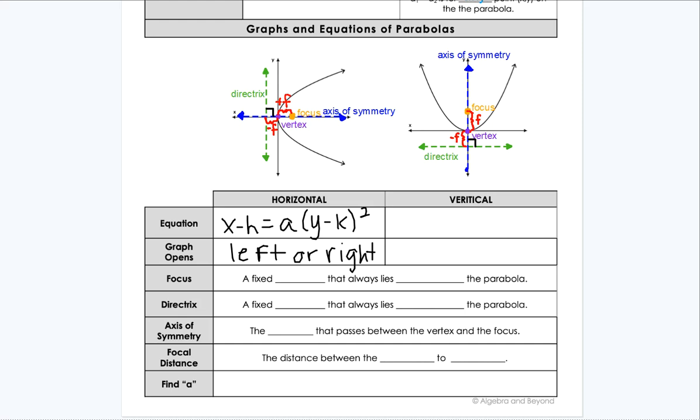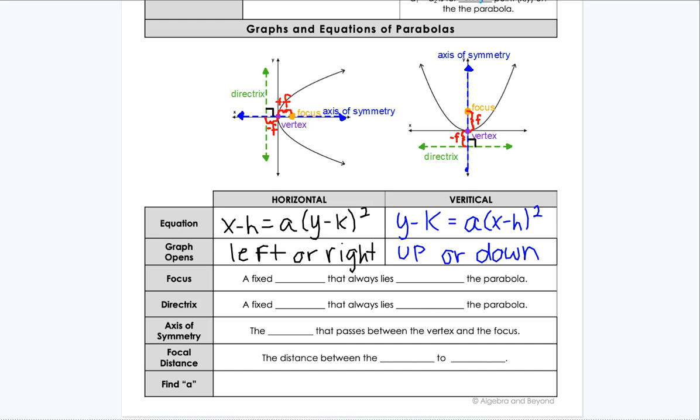Now, if the parabola is opening vertically, which is maybe what we're more traditionally used to, that means it's opening up or down. And the equation for that one shifts so that the y is on the left side of the equation. So we'd have y minus k equals a times x minus h squared. So those are the equations that we would use to create these different parabolas.